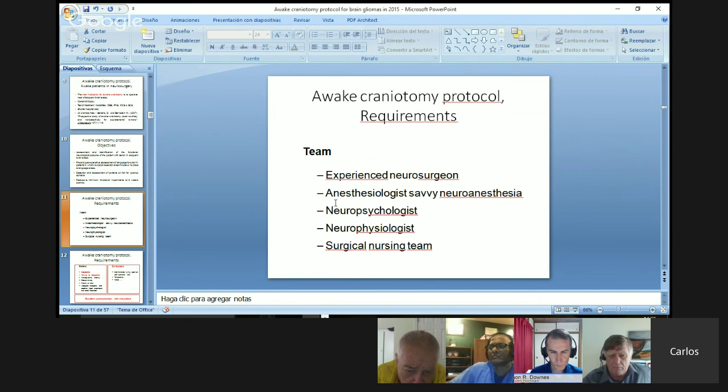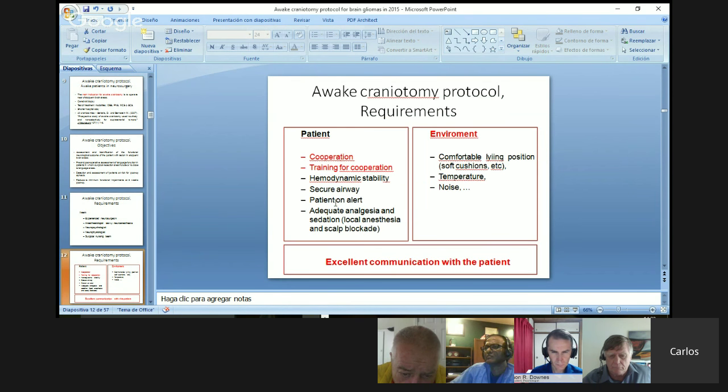What we need for this kind of surgery is a good team, an experienced team with an experienced neurosurgeon, anesthesiologist, neuroanesthesia specialist, neuropsychologist, neurophysiologist, and a surgical nurse and nursing team. We need a patient who cooperates, with training for comparison to the patient.